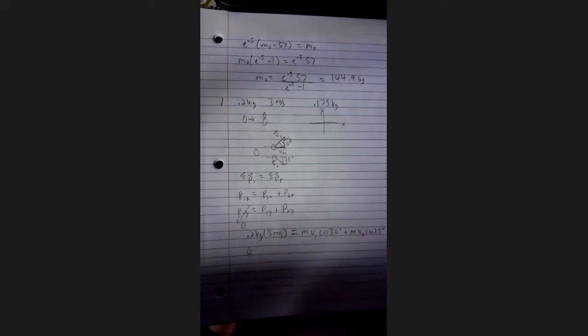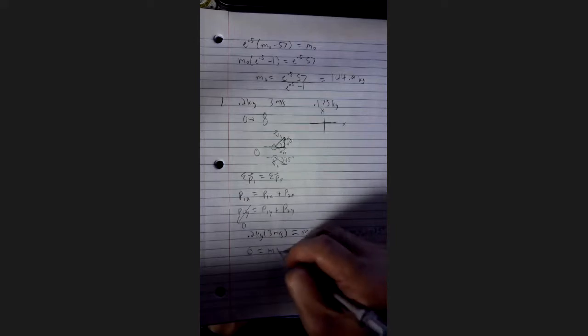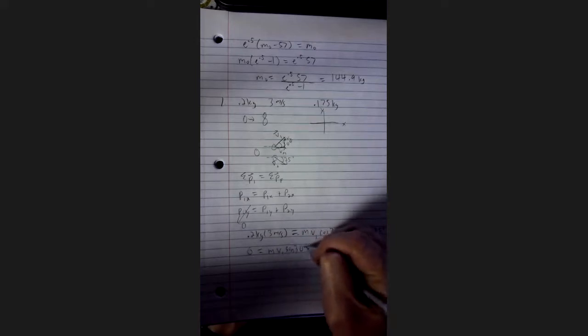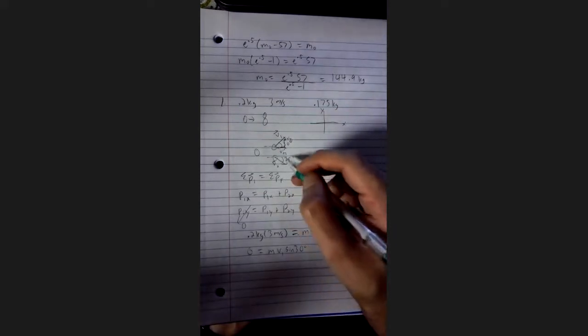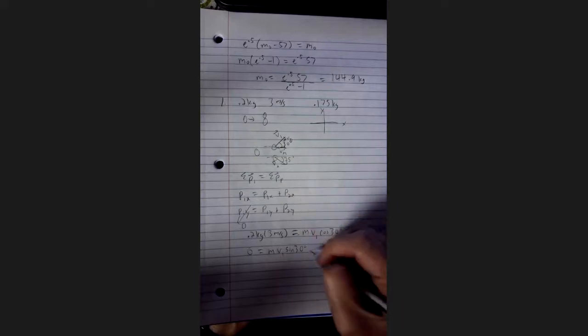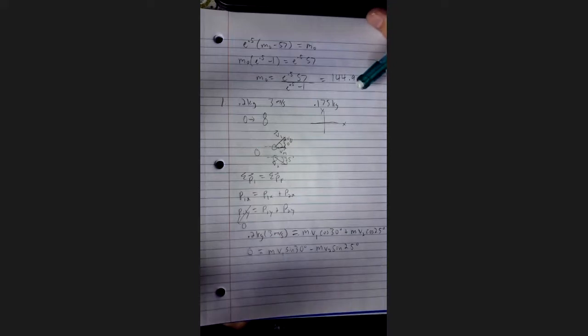For Y momentum, we have 0 Y momentum initially. And this has to be equal to our mass of ball 1 times the Y part of its velocity. So this is sine. And it's going in what we call the positive Y direction, while the other ball is also sine for the Y part, but it's going in the negative. Okay, so now I have a system of equations. I have 2 equations and I have 2 unknowns.